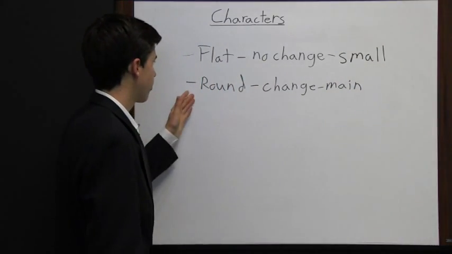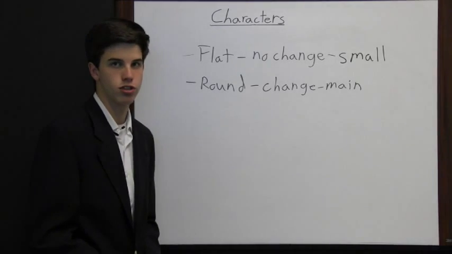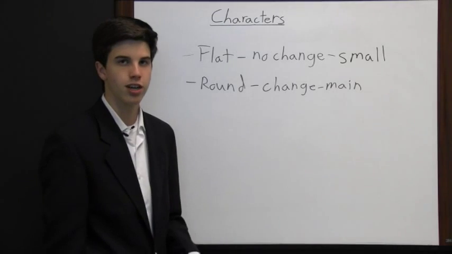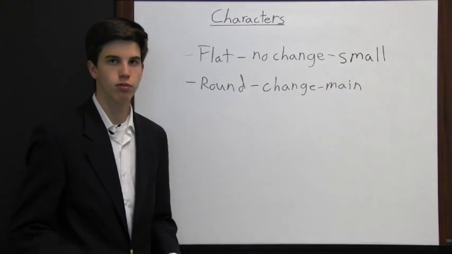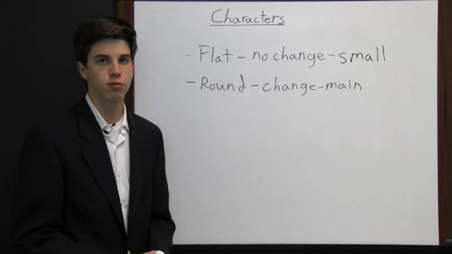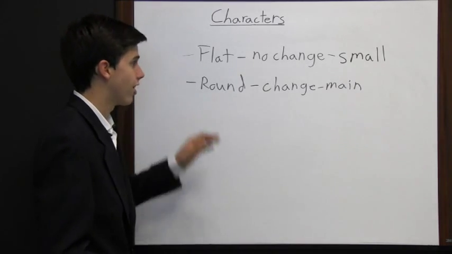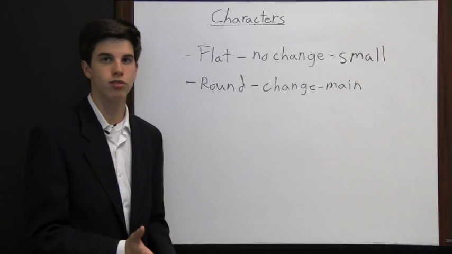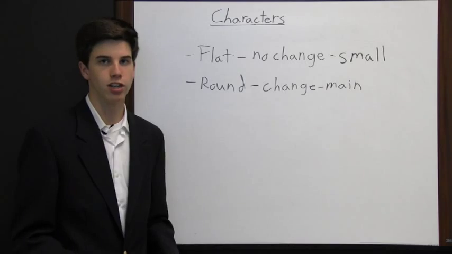Flat characters and round characters both contribute a lot to a story. Obviously, round characters are needed to play the main roles, because they're going to be developing and changing a lot, and that's what moves the plot along. The plot is moved along by changes in characters' personalities. Flat characters are also needed, however, because they play the smaller roles in the story, the supporting roles that make the main characters very interesting.